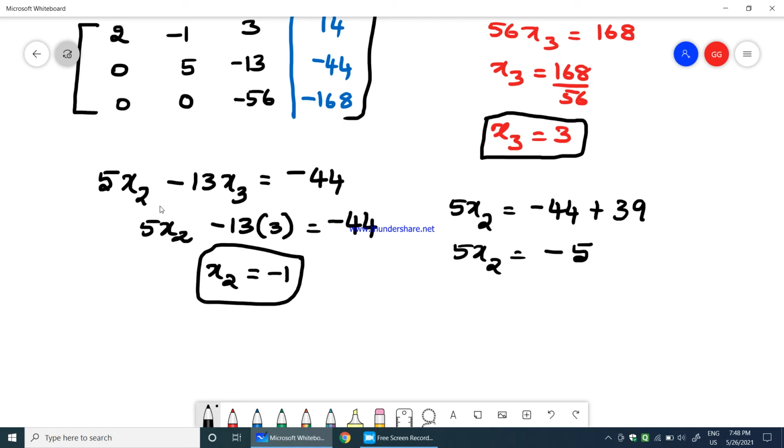Now finally you write the equation in terms of the first row, which is 2 times x1 minus x2 plus 3 times x3 equals 14.